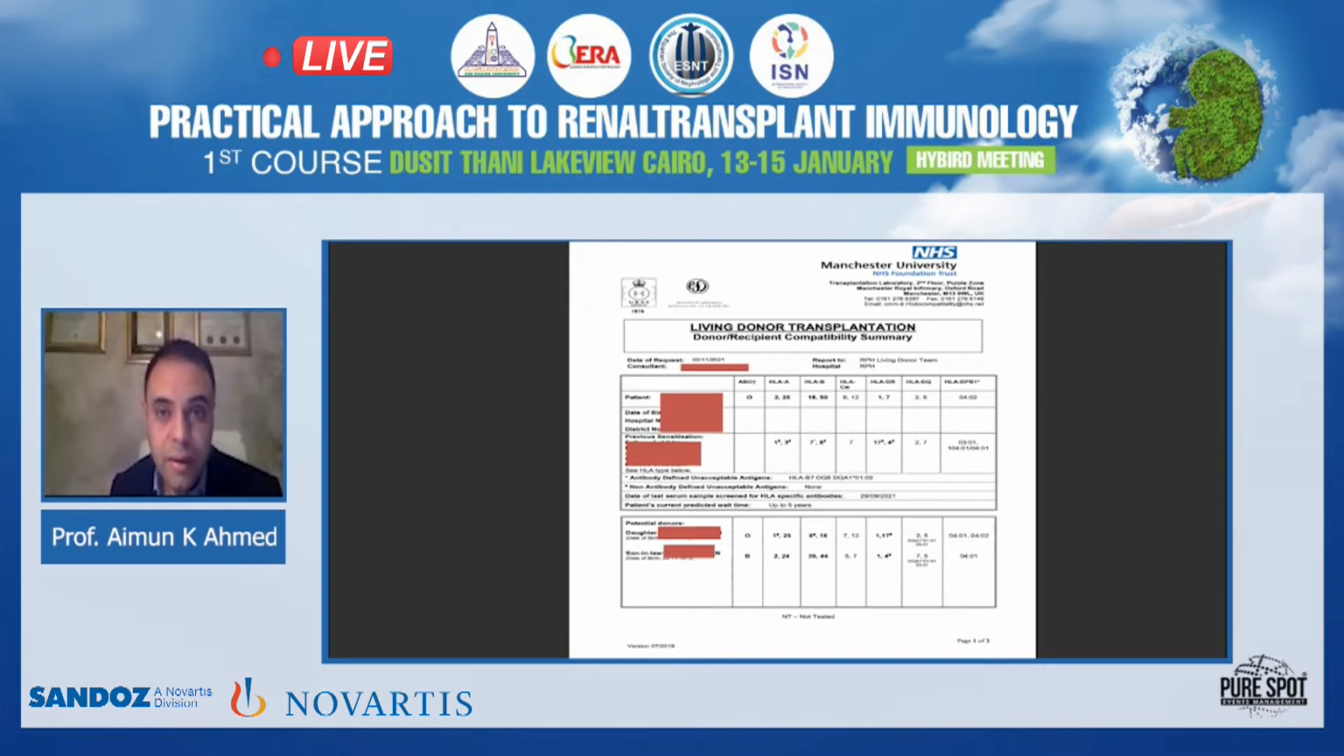This is another donor recipient compatibility summary, saying that the recipient is blood group O, and the daughter and the son-in-law are willing to donate. They are blood groups O and B, and obviously only the daughter can donate directly. And then you can see here the HLA mismatch: just 1 in A, 1 in B, and in DR also another mismatch. So it's 1, 1, 1 expected between the daughter and the father.